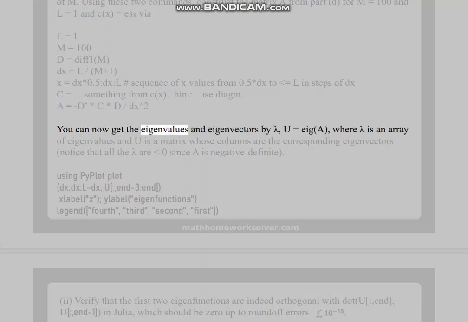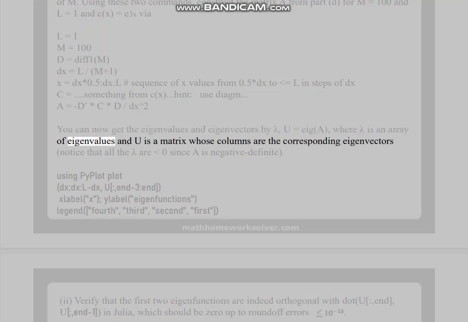You can now get the eigenvalues and eigenvectors by lambda, U equals eigen(A), where lambda is an array of eigenvalues and U is a matrix whose columns are the corresponding eigenvectors. Notice that all the lambda are less than 0 since A is negative definite. Using PyPlot, plot the first few eigenfunctions with the x label, eigenfunctions, and legend: fourth, third, second, first.